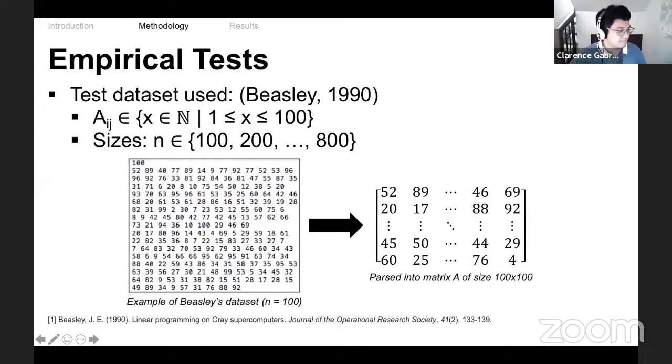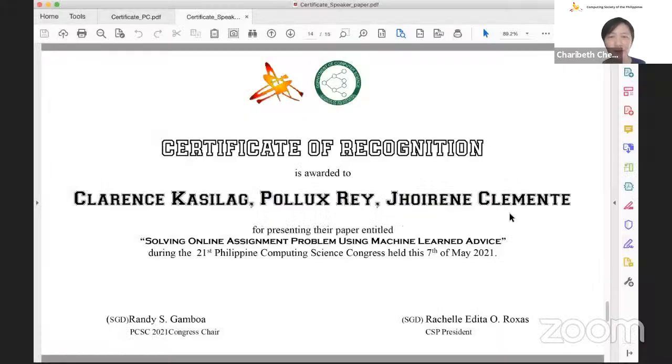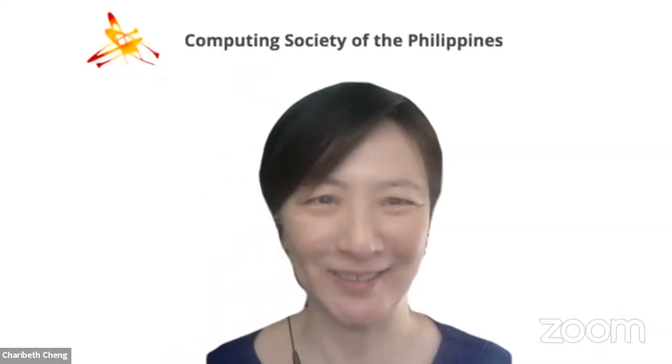Okay. Thank you, Clarence. So I'll be presenting to you the e-certificate of appreciation. This certificate of recognition is awarded to Clarence Casilag, Pollux Ray, and Joyrene Clemente for presenting their paper entitled Solving Online Assignment Problem Using Machine Learned Advice during the 21st Philippine Computing Science Congress held this May 7th, 2021. Signed, Randy Gamboa, Congress Chair, and CSP President Rachel Rojas. Thank you again, Clarence and Pollux. Thank you po. And Joyrene.